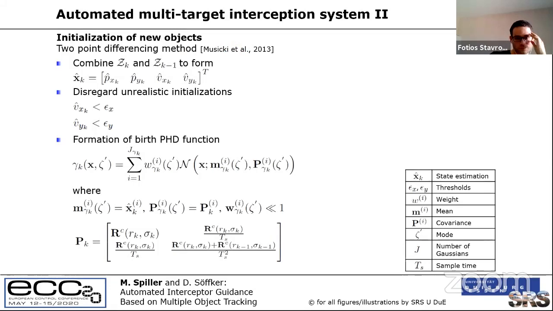The measurement set of the current time step and the previous time step are combined to form state estimations of potential new objects. State vectors with unrealistic velocities are disregarded directly. The remaining state estimations and the corresponding error covariances are used to add new Gaussians to the PHD function.